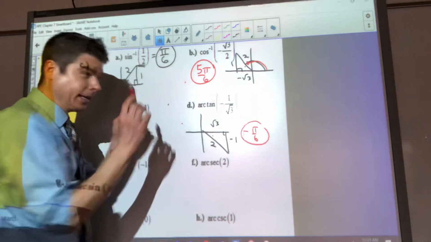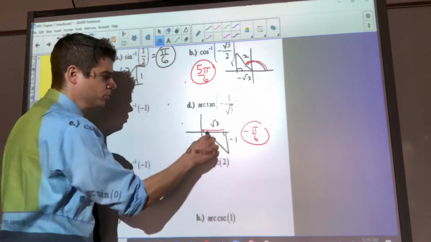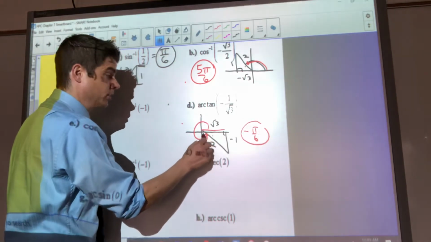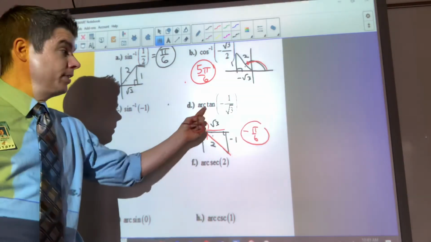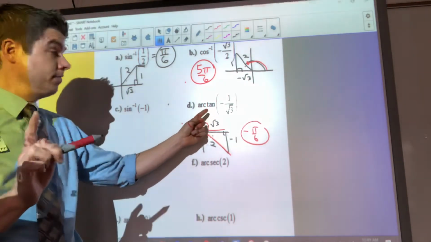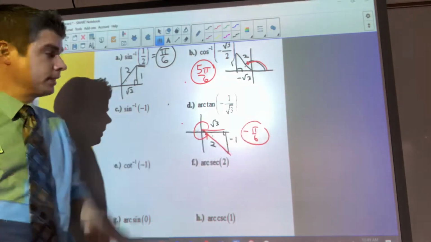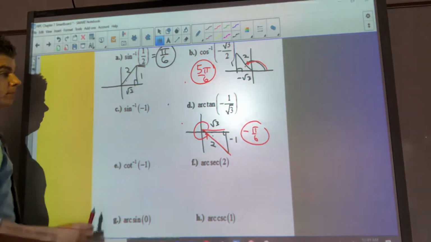And I like initially students that are like, well, wait, couldn't you choose this one? Because that tangent ratio is the same value. And yeah, the tangent ratio is the same, but I'm given inverse tangent. That has a restricted value of negative pi over 6. Okay? Inverse tangent of negative 1.